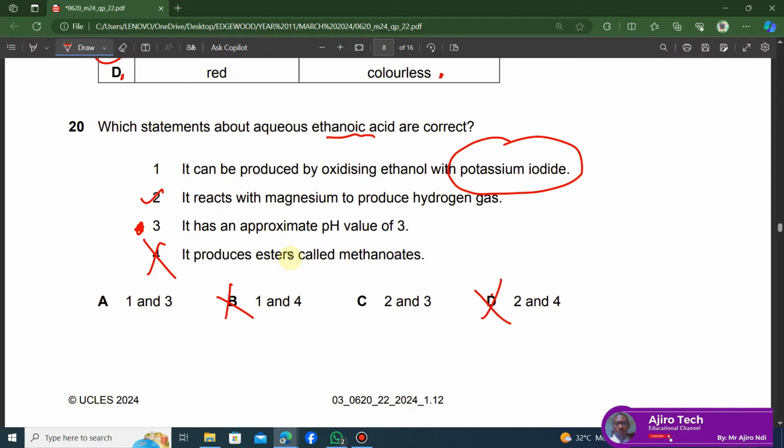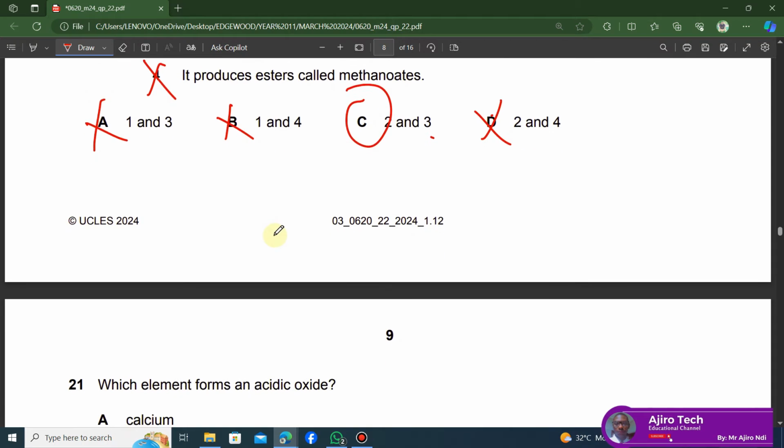So you see, everything about 4 is off. And then we are now left with 2 options, 1 and 3, 2 and 3. So this is the wrong oxidizing agent here. So 1 is off. So for question 20, we have C as the correct option. Okay, so that is how to use elimination.